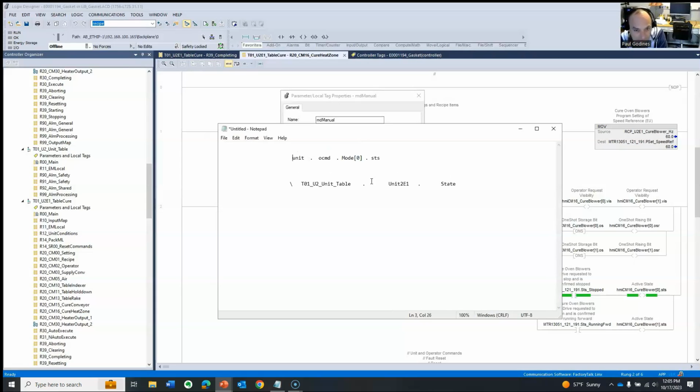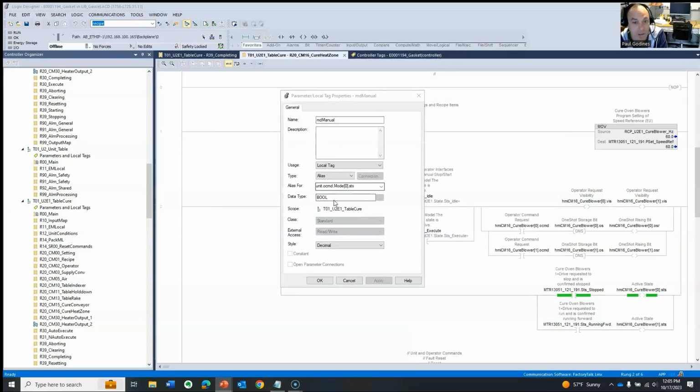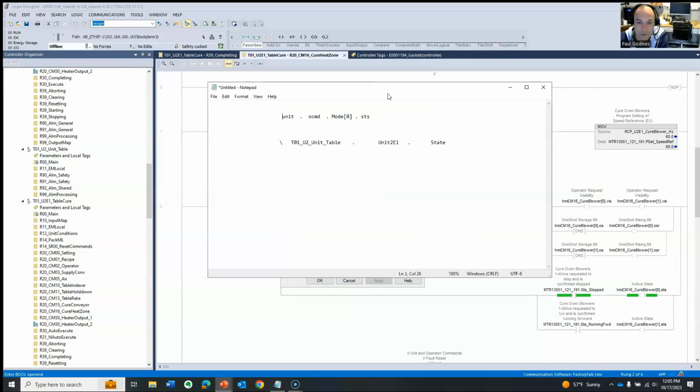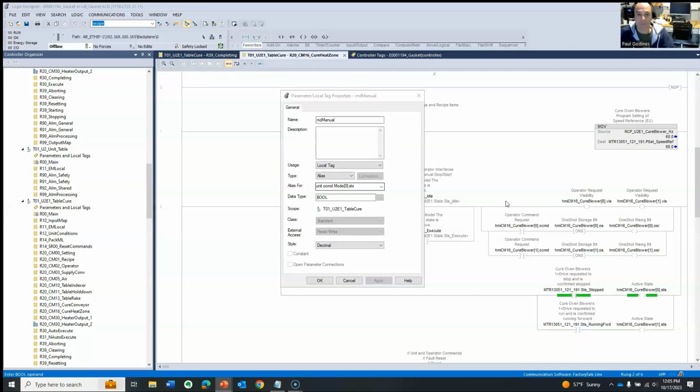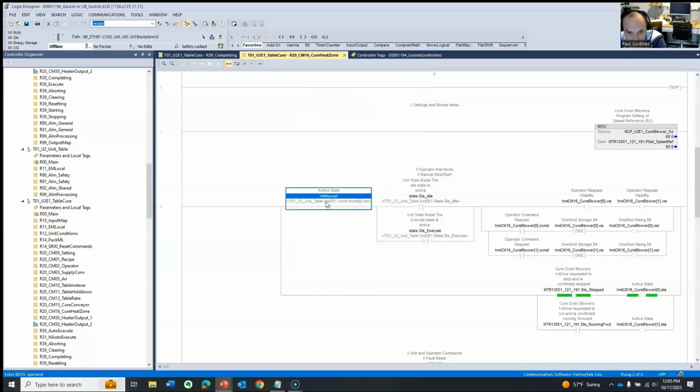Okay, so this type of breakdown is what we're going to focus on today. All right, so Boolean, well that's helpful, right? Scope, right? T01 underscore U2 E1 underscore table cure. Now there's another piece of information that makes it very confusing for us, right? So we have that here. We have that written down right here. That's our scope. All right. So that's what I want to dig into today. So let's take a look at this.